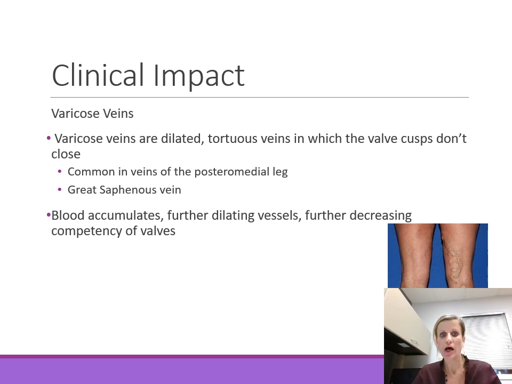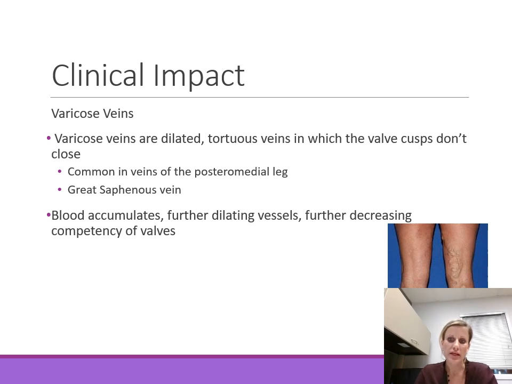Varicose veins are veins that are enlarged. They're dilated, tortuous veins. Because they're enlarged and dilated or tortuous, they have all of these curves and turns and twists, and their size and their structure interferes with the valve cusps that are present in the veins.